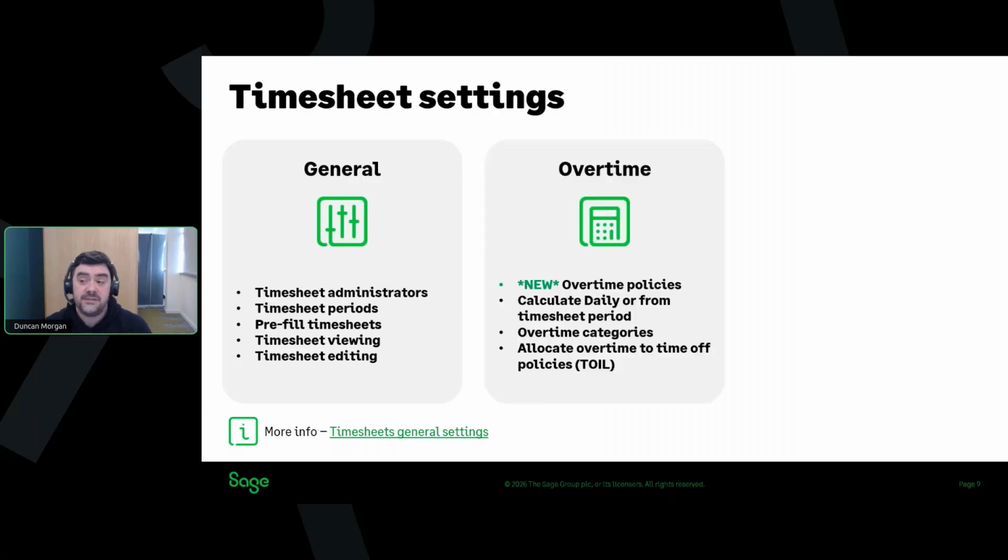We have overtime settings, and we're going to be showing you the new overtime policies feature, which is coming very soon to Sage HR. That allows you to calculate overtime either on a daily or per period basis. You can assign overtime categories for different types of overtime, and also have an option to allow employees to allocate their overtime to a time off policy, also known as time off in lieu.